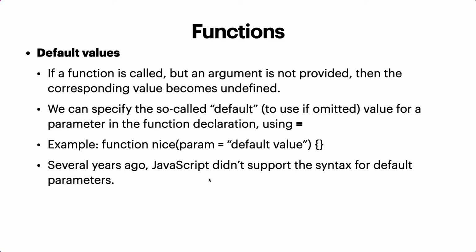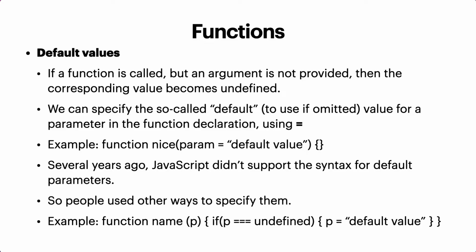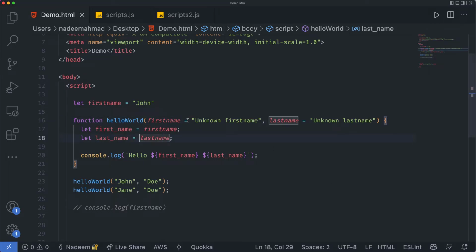Several years ago, JavaScript did not support the syntax for default parameters, so people used other ways of specifying them. For example, this. A few years back, this was supported in a newer version of JavaScript.